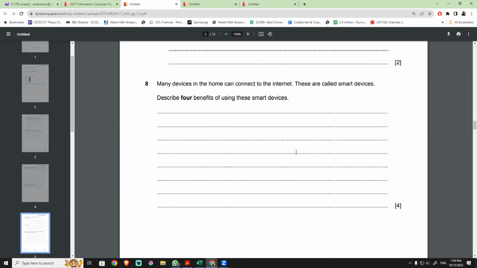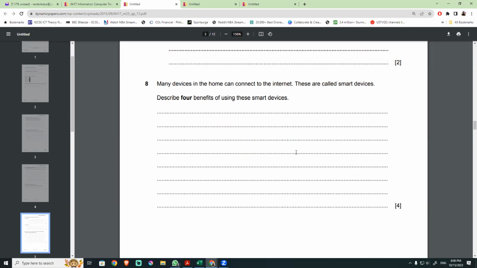Say it again. The devices can be controlled from a distance. Yeah, I think the best way you can do is mention what devices you want to control so that you can have four answers, because we're talking about many devices using these smart devices. So say something about a specific device. No problem. For example, you can control the lights of the home.